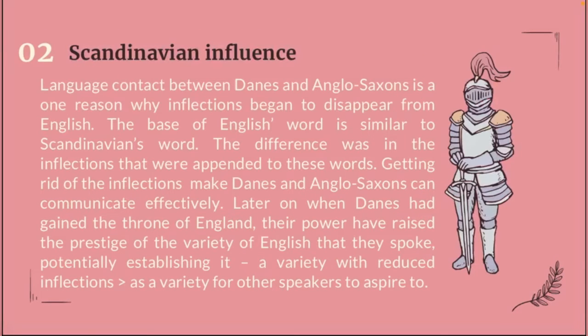2. Scandinavian influence. Language contact between Danes and Anglo-Saxons is one reason why inflections began to disappear from English. The base of an English word is similar to the Scandinavian word. The difference was in the inflections that were appended to this word. Getting rid of the inflections made it possible for Danes and Anglo-Saxons to communicate effectively. Later on, when Danes had gained the throne of England, their power may have raised the prestige of the variety of English that they spoke, potentially establishing it as a variety with reduced inflections for other speakers to aspire to.